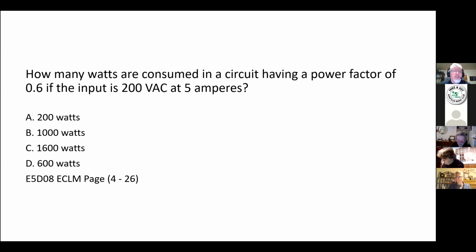How many watts are consumed in a circuit having a power factor of 0.6 if the input is 500 volts AC at 5 amperes? A, 200 watts, B, 1000 watts, C, 1600 watts, or D, 600 watts?